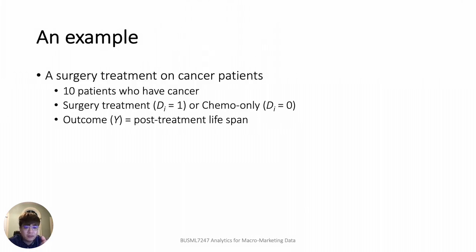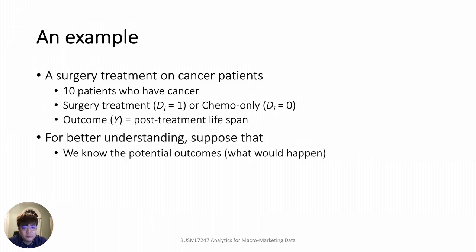For better understanding, let me give you a simple example. Consider a surgery treatment on cancer patients. There are 10 patients who have cancer, and they received one of two treatments, a surgery and a chemo. The Ti indicates the treatment assignment. If the surgery is received, Ti is 1, and if not, Ti becomes 0. Then suppose that we focus on the post-treatment lifespan as the outcome.